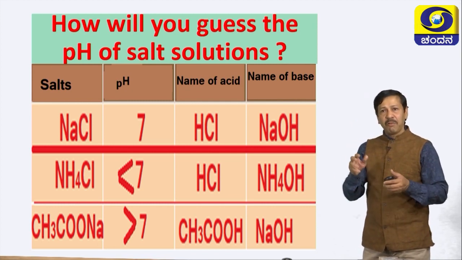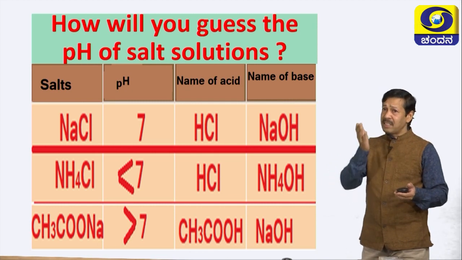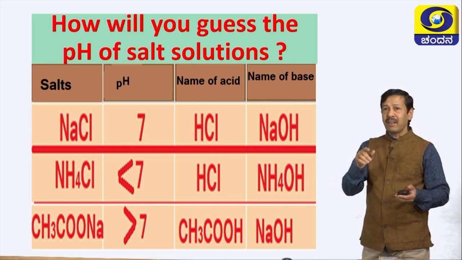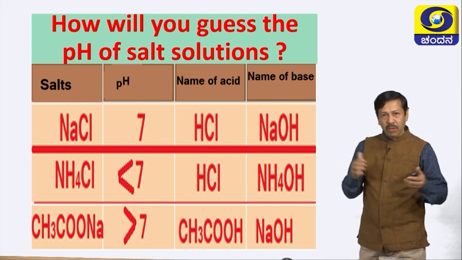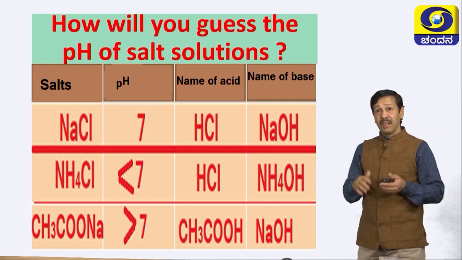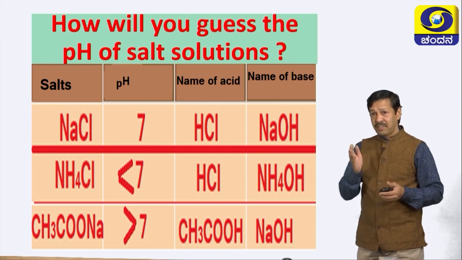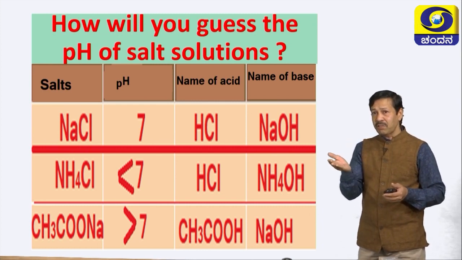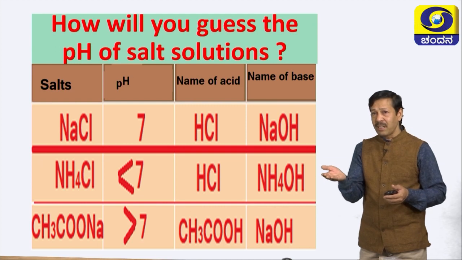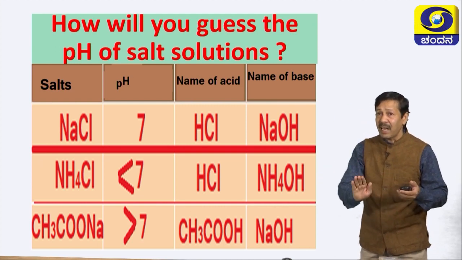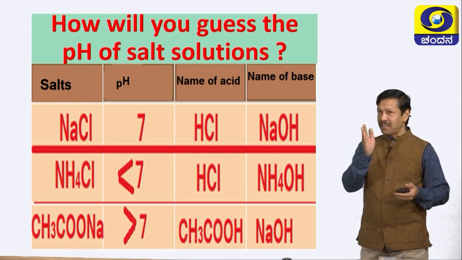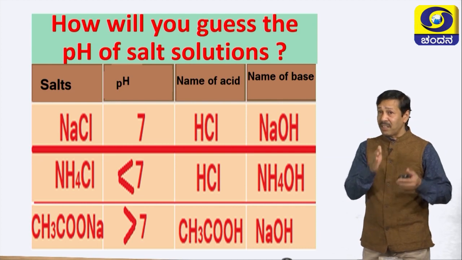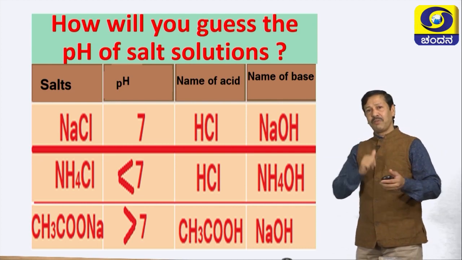Now, HCl and NaOH both are strong, hence pH is 7. That means it is a neutral salt solution. Next one, ammonium chloride. Let us see what are the parents. HCl strong, ammonium hydroxide a weak base. So, acid is strong means pH must be less than 7. See how to analyze this one. Dear children, try to analyze the question like this.